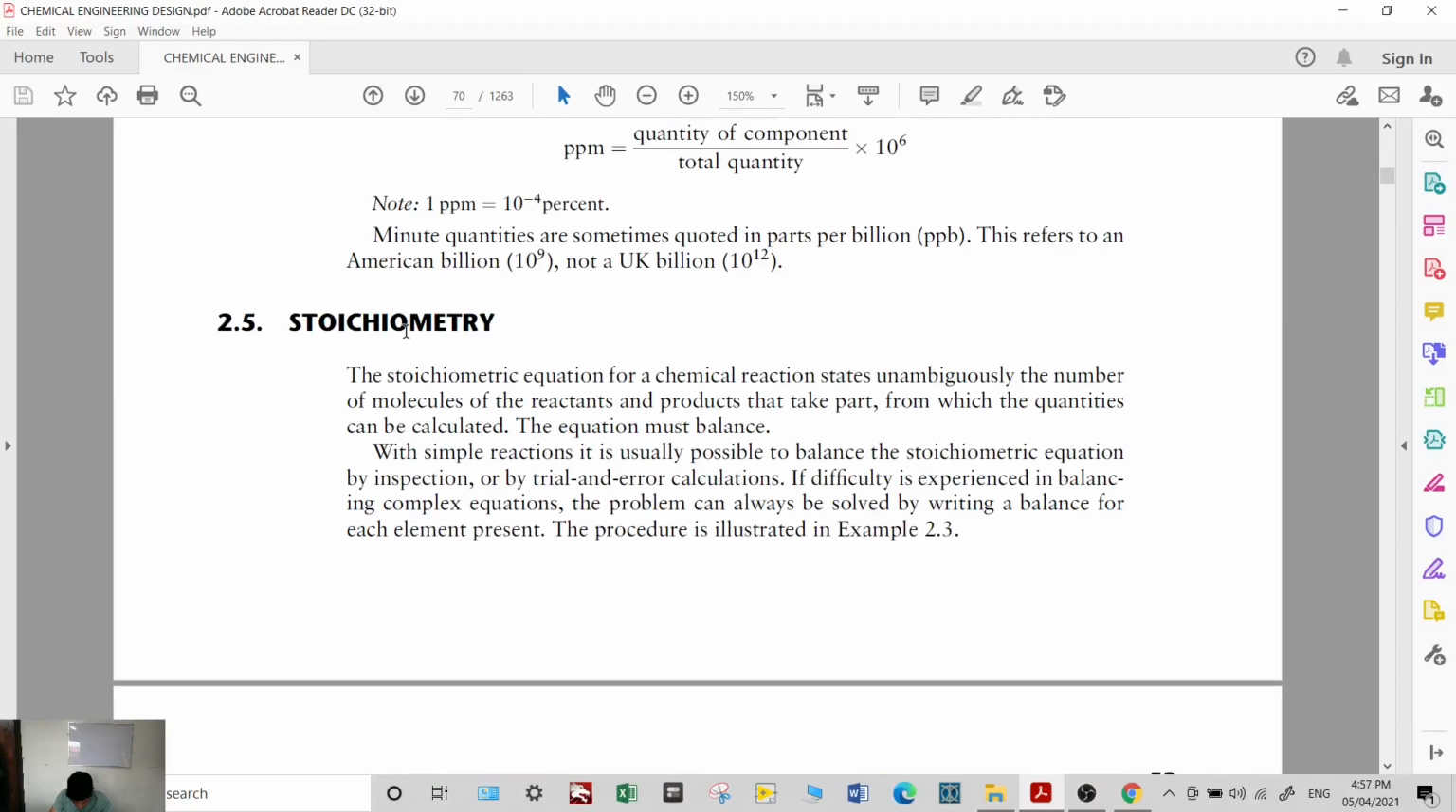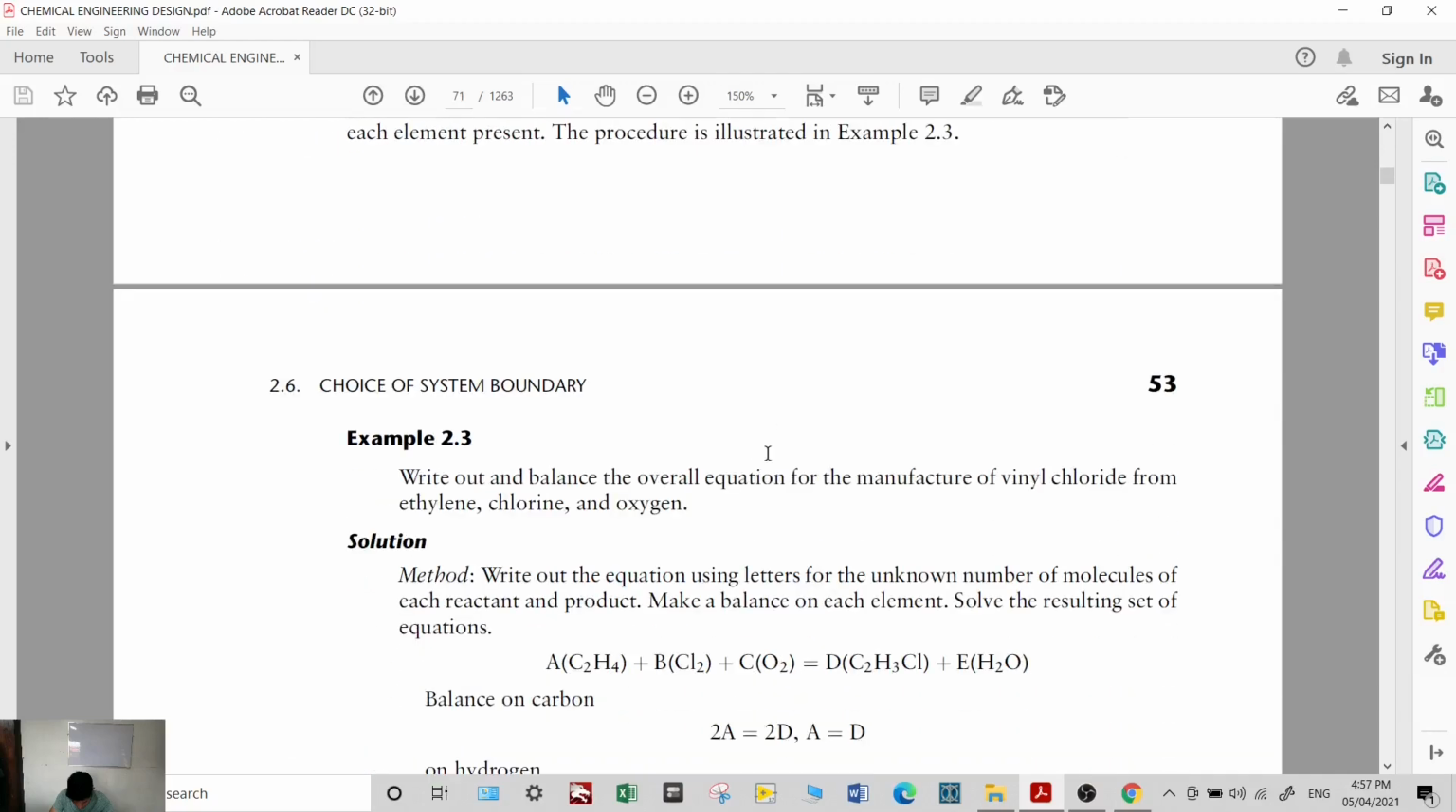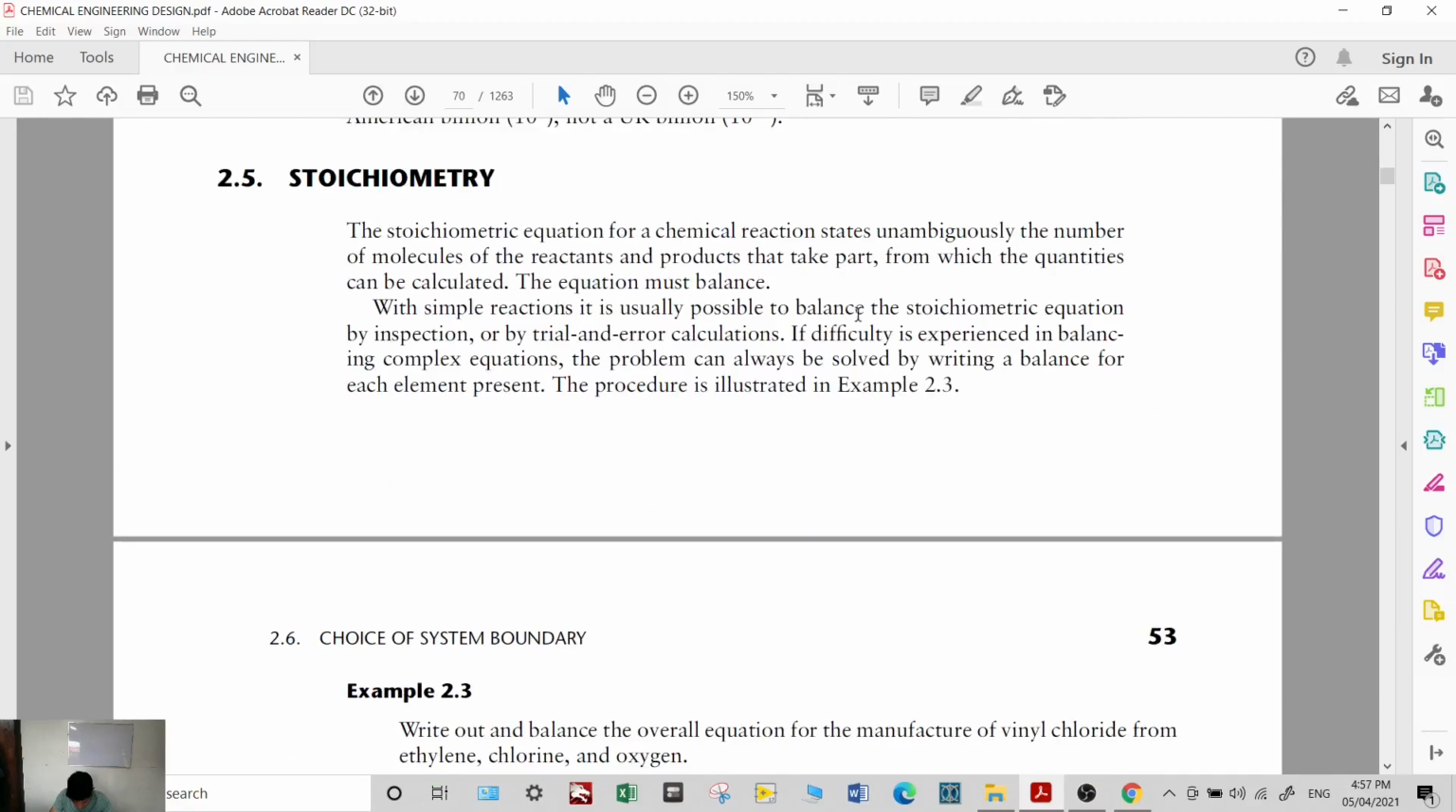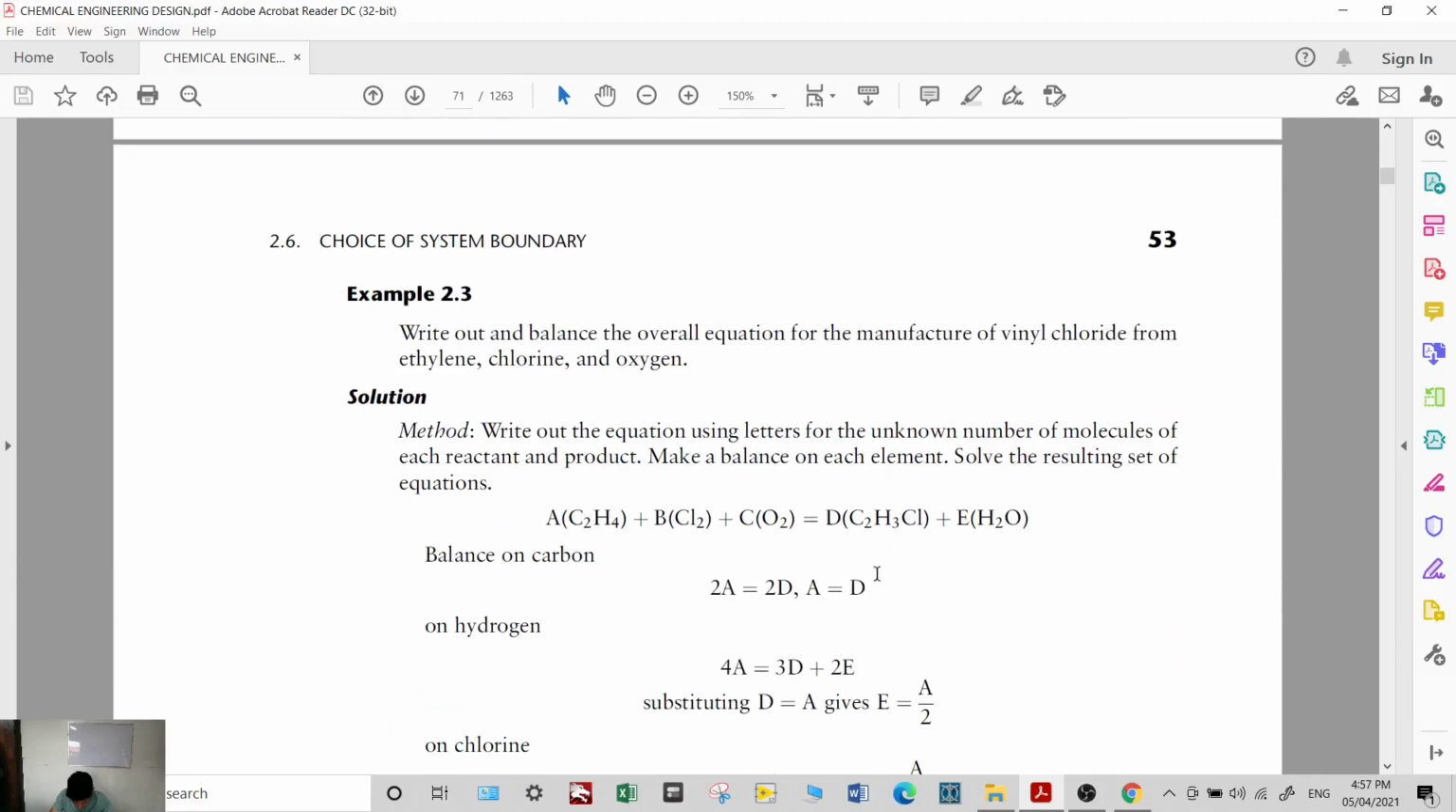Okay, let's proceed with stoichiometry. So stoichiometry is, for a chemical reaction, you need to get the number of molecules of the reactants and products, and balance the equation. So your objective is to balance this equation of the reactants and products.